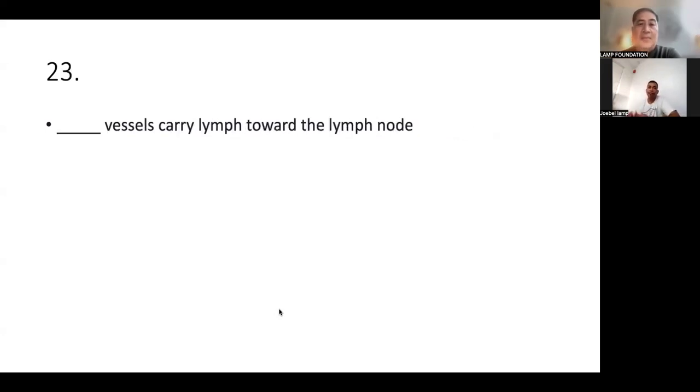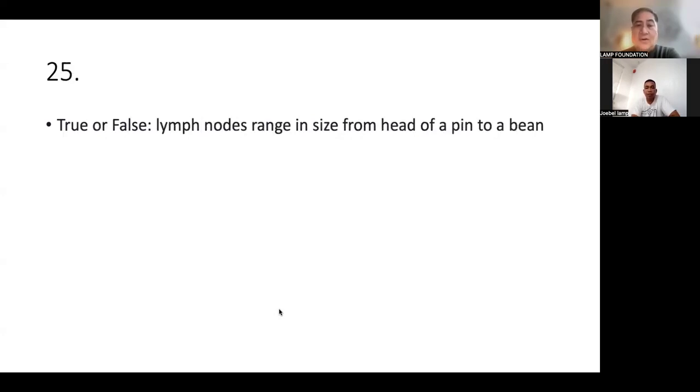Okay. Blank vessels carry lymph towards the lymph node. Afferent vessels. Blank vessels carry lymph away from the lymph node. Efferent vessels. True or false? Lymph nodes range in size from head of a pin to a bean.